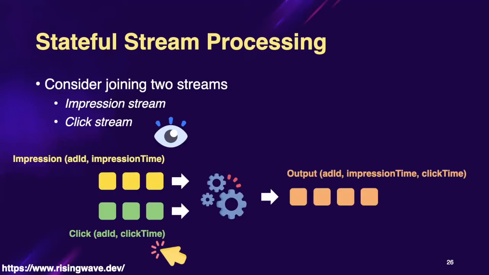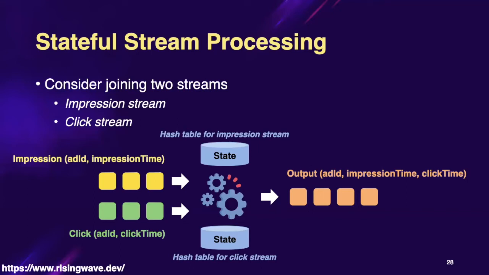Right. So consider this example. We have two input streams. One input stream is the impression stream, and the other one is the click stream. This is a classic example in advertisement applications, right? So in this example, we are doing a join on these two input streams, and we are joining on the ad ID, right? So we would have a hash table for both of the input streams because we are doing a hash join, right?